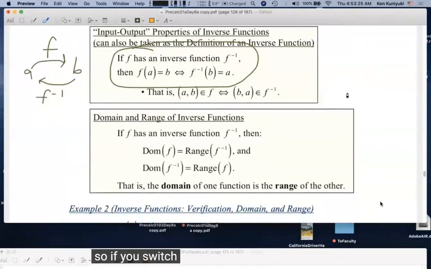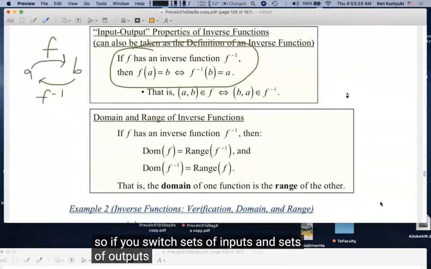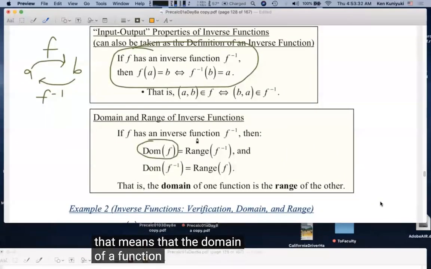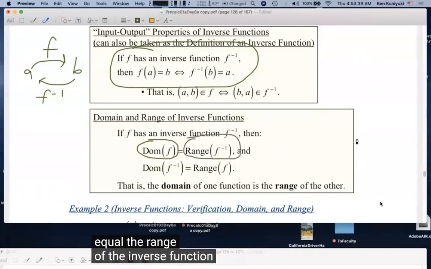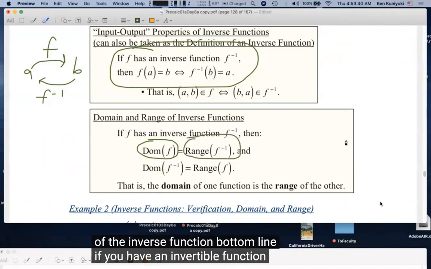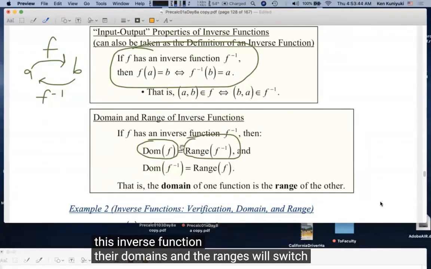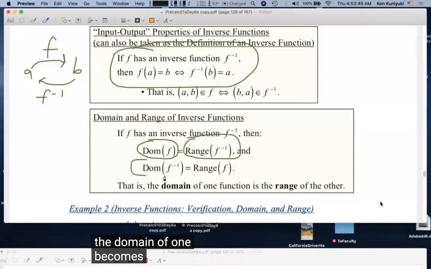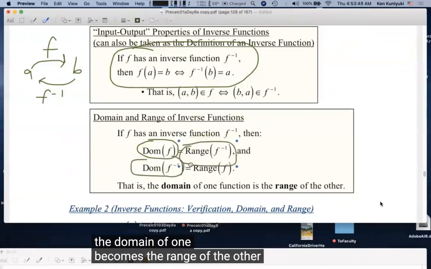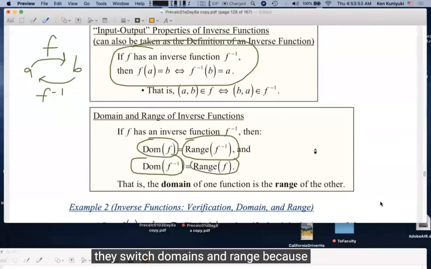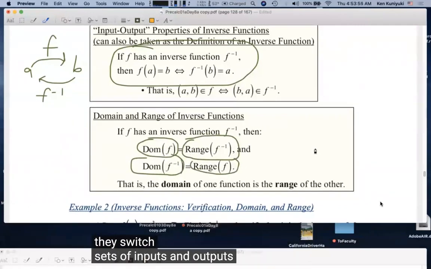So if you switch sets of inputs and sets of outputs, that means that the domain of an invertible function will equal the range of the inverse function. Bottom line, if you have an invertible function and its inverse function, their domains and ranges will switch. The domain of one becomes the range of the other. They switch domains and ranges because they switch sets of inputs and outputs.